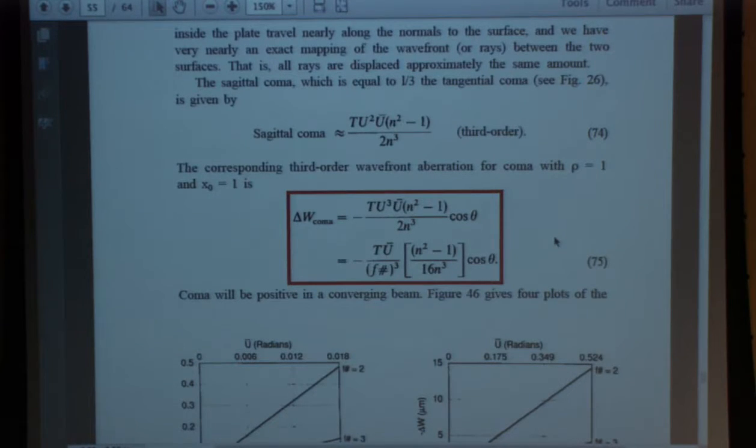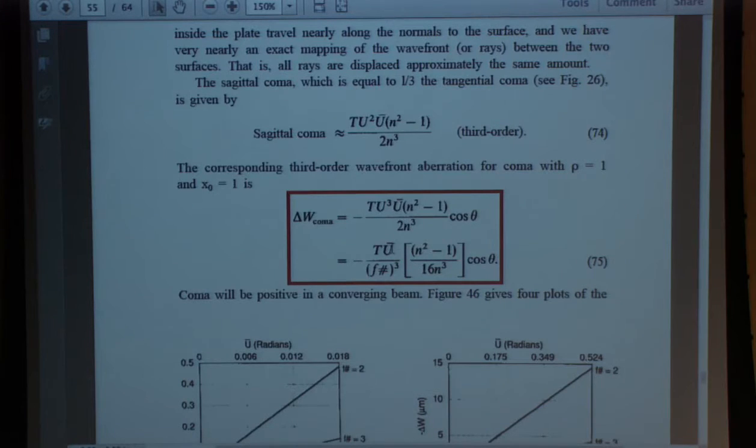I mean, not only do you get spherical, but when you tip the plate, like you do with a beam splitter, you're going to get coma. Coma will go as 1 over the F number cubed. It will go linear with angle. And so if I have a tilted plane parallel plate in a beam, I'll get coma that's proportional to the angle that it is tilted.